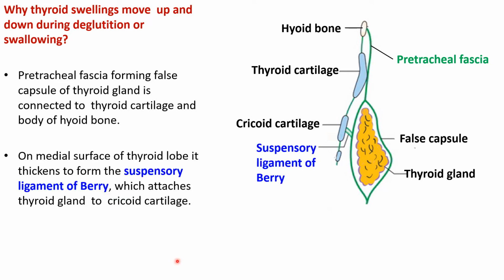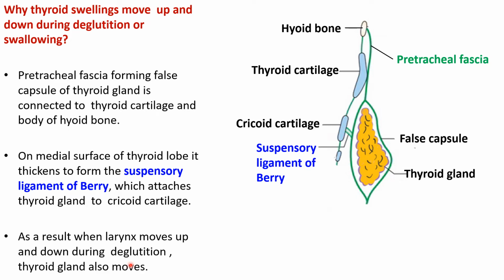The second thing is that the false capsule, which is present on the medial surface of the thyroid gland, thickens here and forms a ligament known as the suspensory ligament of Berry, which attaches this false capsule to the cricoid cartilage. Now, because of these attachments, when a person swallows, the pharynx moves, then the larynx also moves, then the skeleton of the larynx, which is formed by cartilages, so the hyoid bone, the thyroid cartilage, and the cricoid cartilage, they are also going to move up and down during swallowing.